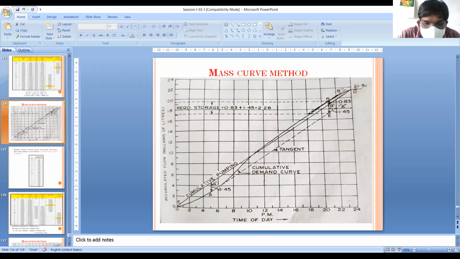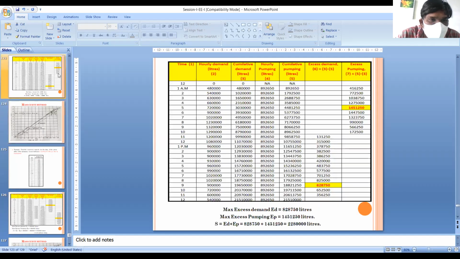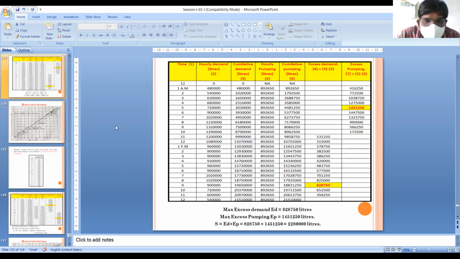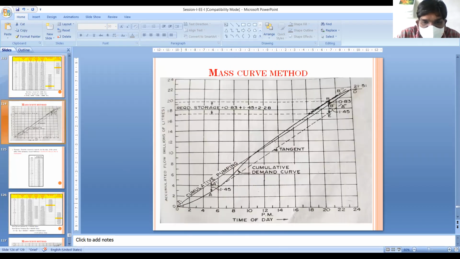At 6 a.m. the pumping is, see here, at 6 a.m., have a look, 39 lakhs 30,000 at 6 a.m. See here, 39. Likewise, all the values you are plotting on a graph, once we plot it, we'll get this graph. Like this we'll get. This is cumulative pumping, the straight line. See here, now the curve indicates the storage capacity.